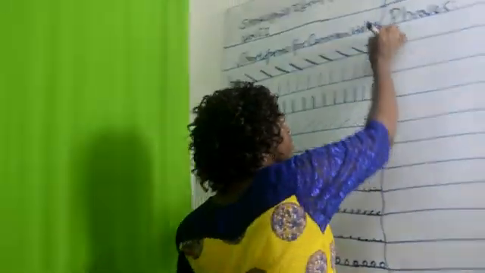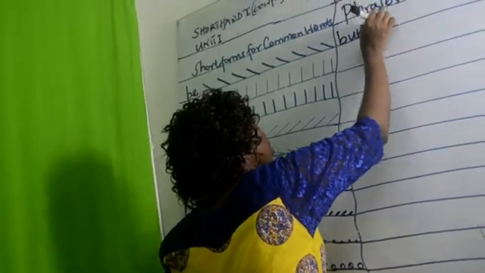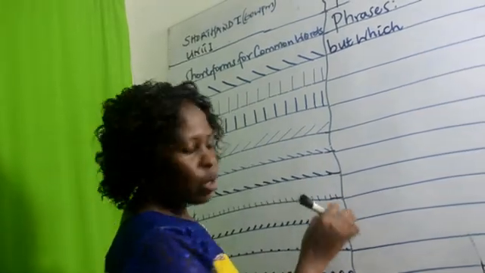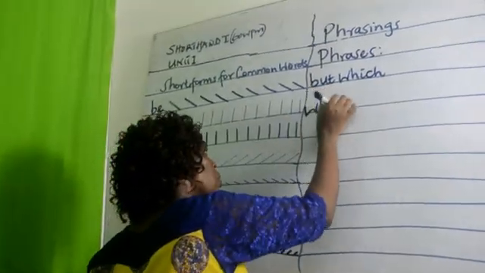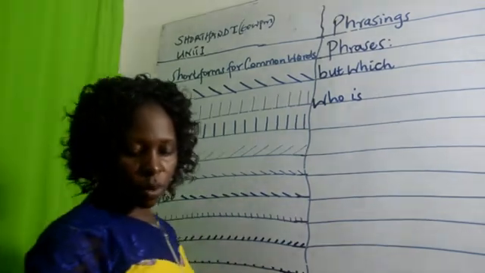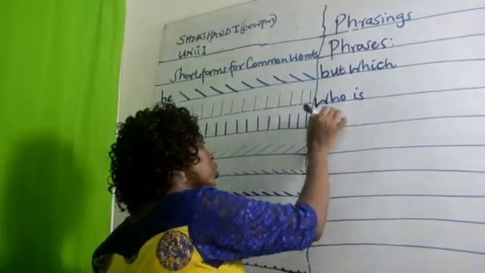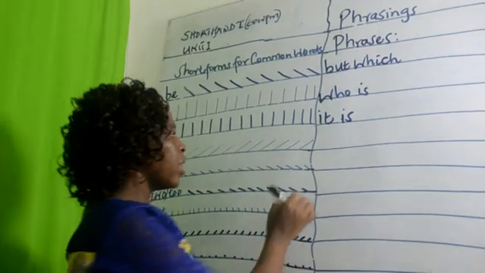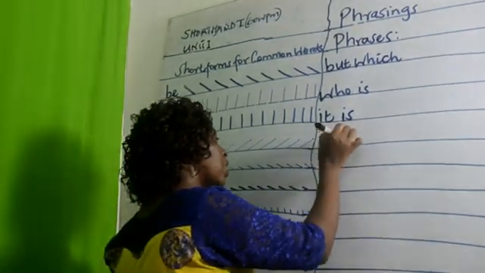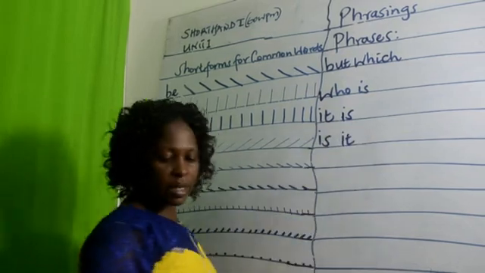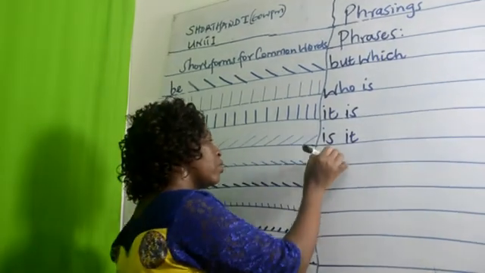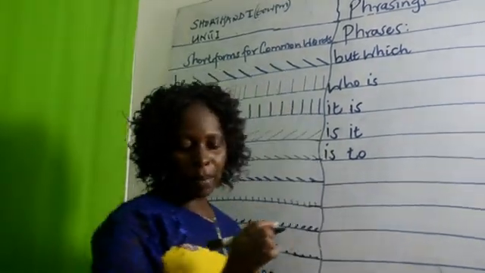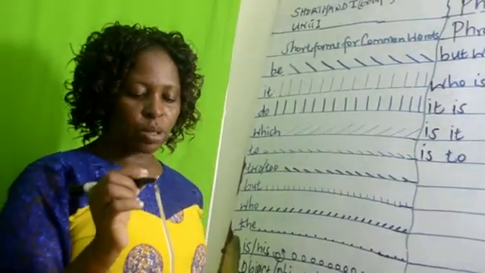For example, we have the word but, which. We are joining short form but and which. We also join short form who and his, short form it and his, it his. Then we have short form his and it, is it. And then we have short form his and to.